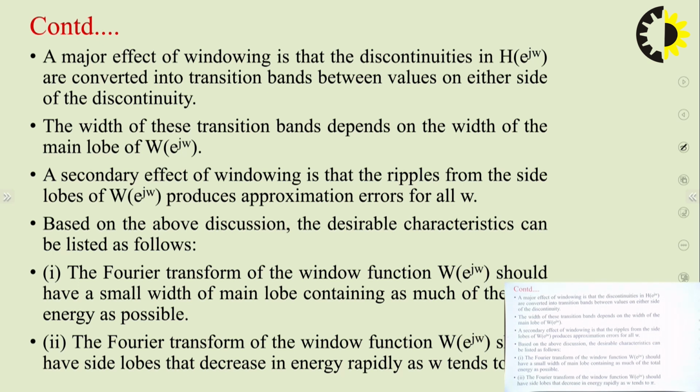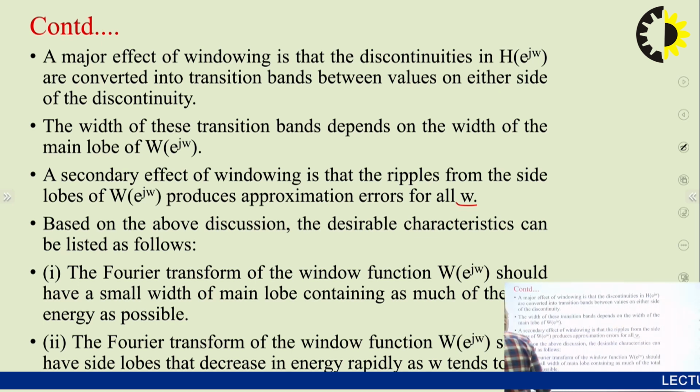So the width of this transition band depends on the width of the main lobe of the frequency response. A secondary effect of windowing is that the ripples from the side lobes of W(e^jω) produce approximation error for all ω. Based on the above discussion, the desirable characteristics are listed as follows. What should be the desirable properties of a window function? The Fourier transform of the window function should have a small main lobe width containing as much of the total energy as possible.